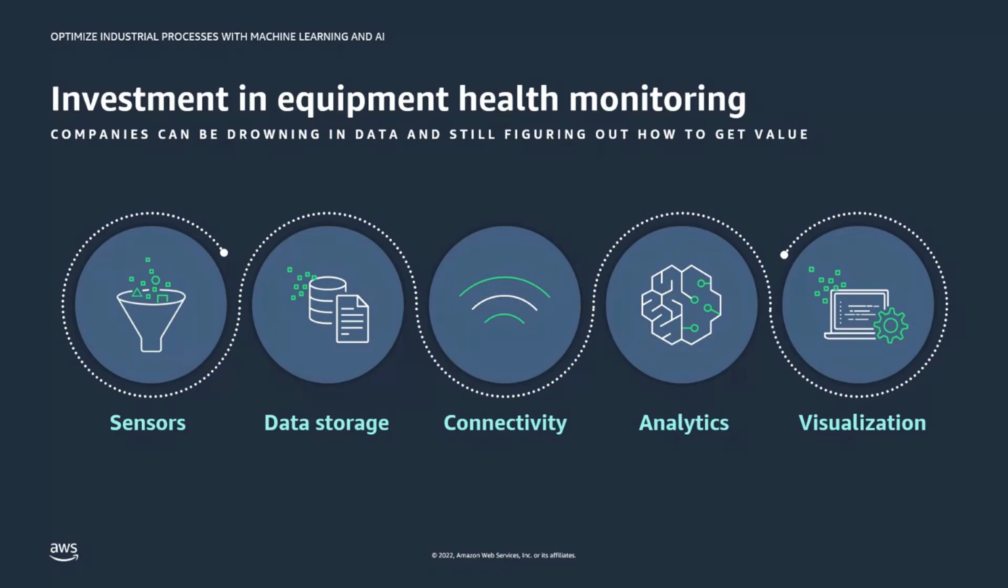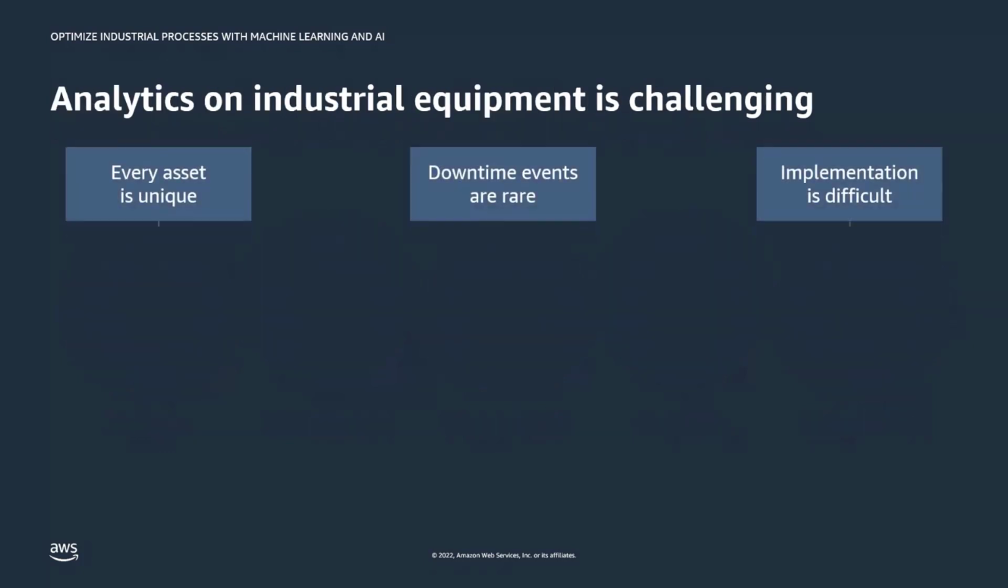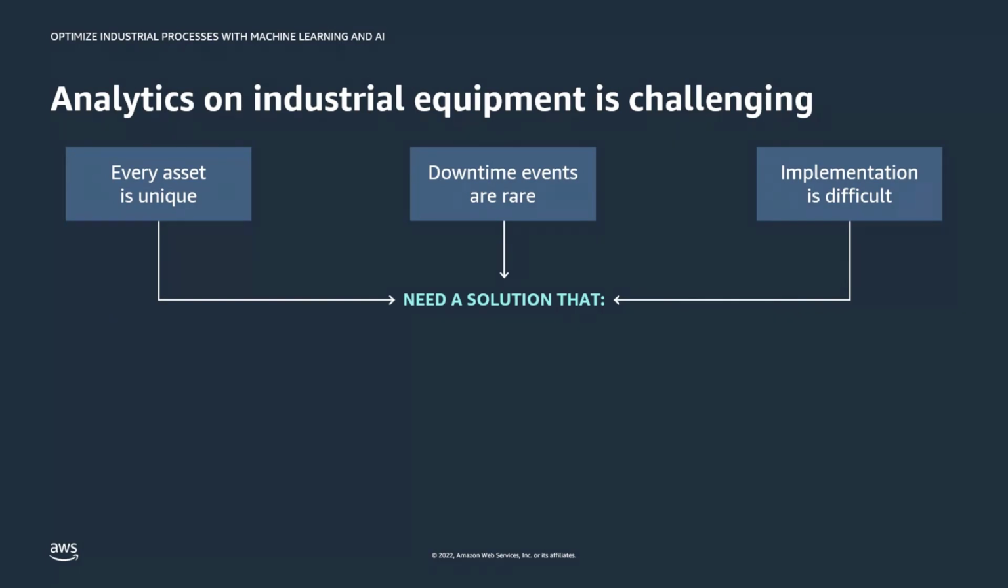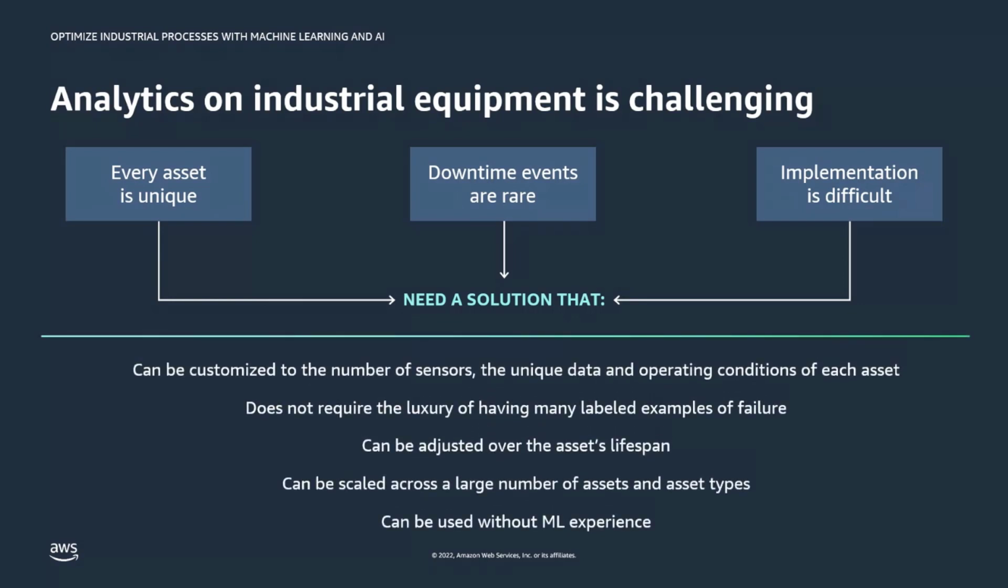Traditionally, this has been one of the more challenging aspects to implementing predictive maintenance, in everything from managing sensors, figuring out the data storage, connectivity, analytics, and then analytics visualization. In these cases where you may have many unique assets with not many examples of downtime in the past, you really need a solution that can be customized to your unique data, that doesn't require that data to have many labeled examples of failure, has the capacity to be adjusted over time, is scalable, and ideally doesn't require any machine learning experience to use it.